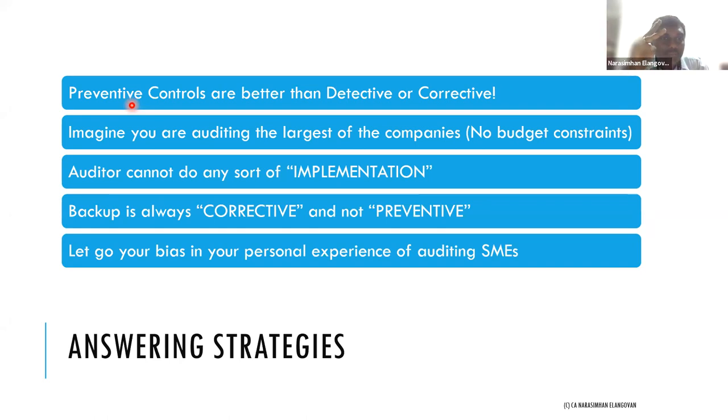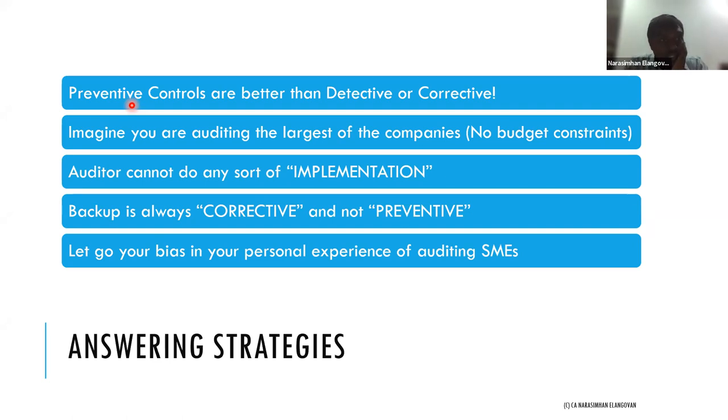Tip number three, auditor can never do any sort of implementation. Any control or any topic which talks about auditor implementing certain things is not permitted, right? So that is not often one of the answers.